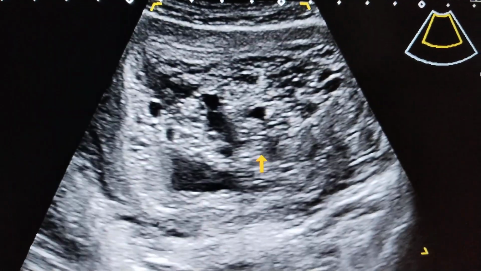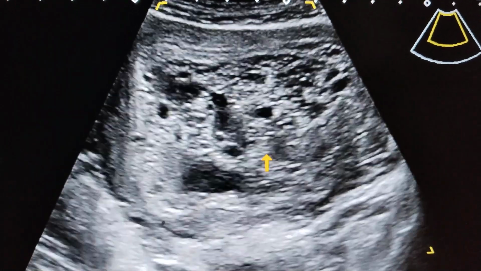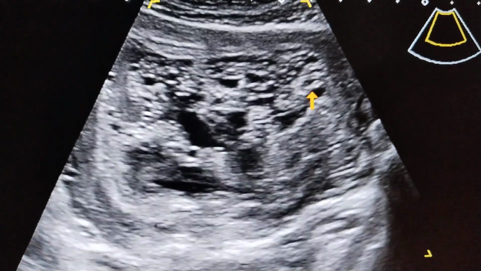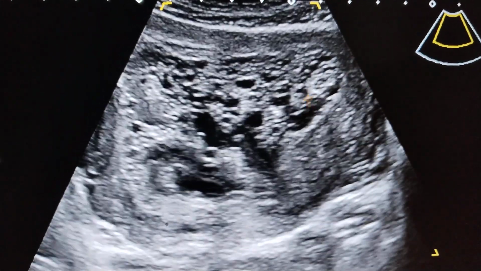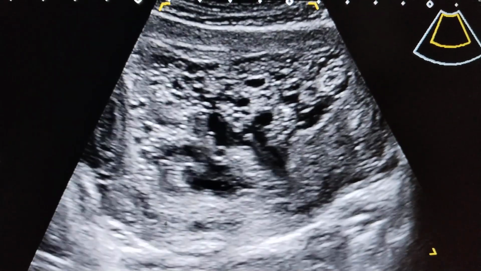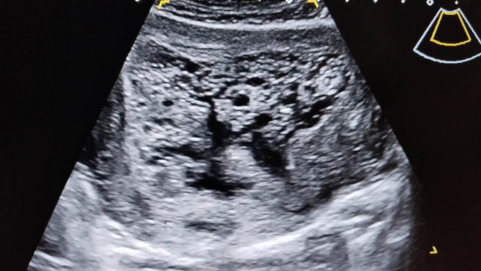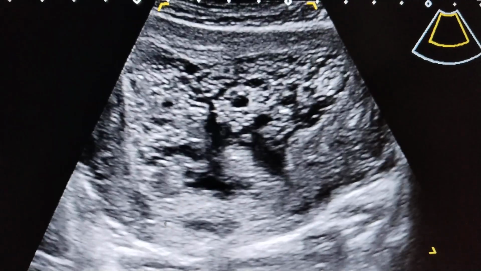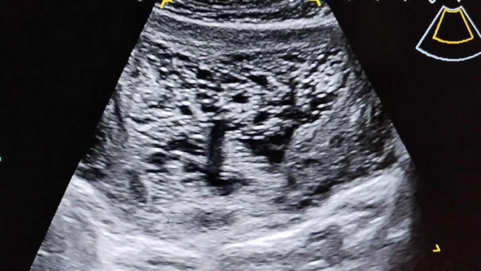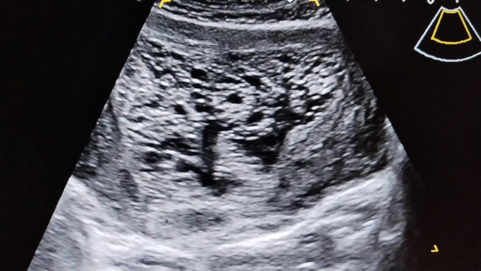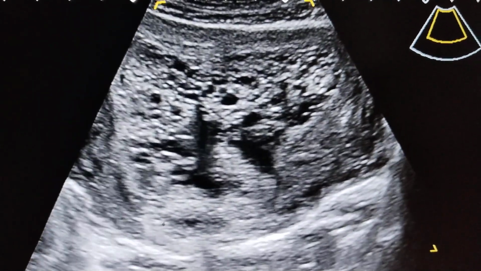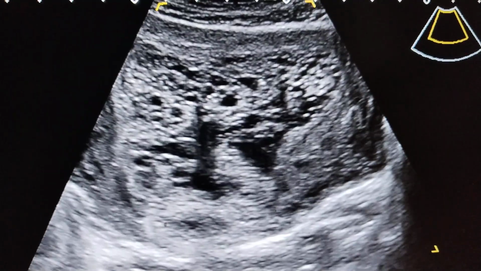So this is likely a complete molar pregnancy. It is not partial, it is a complete molar pregnancy. It means no maternal DNA is present, only paternal DNA. Father's DNA is present, maternal DNA is not present, so no genome, no fetus, only the proliferation of trophoblastic tissue.